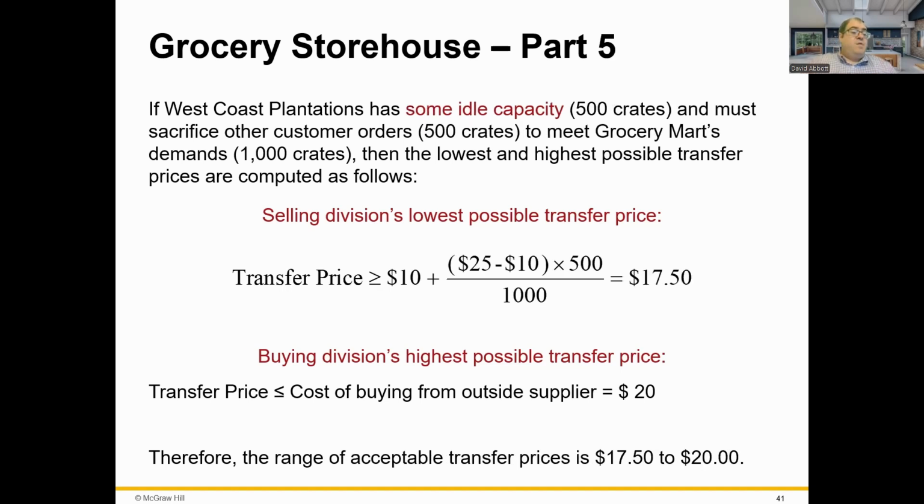Now, if WCP had some excess capacity, 500 crates, and they would have to sacrifice other customer orders for another 500 crates to meet the demand of 1,000 crates, then the lowest acceptable transfer price as determined by the seller would be $17.50, and the highest acceptable transfer price as determined by the buyer would be 20. Therefore, the range of acceptable transfer prices would be $17.50 to $20.